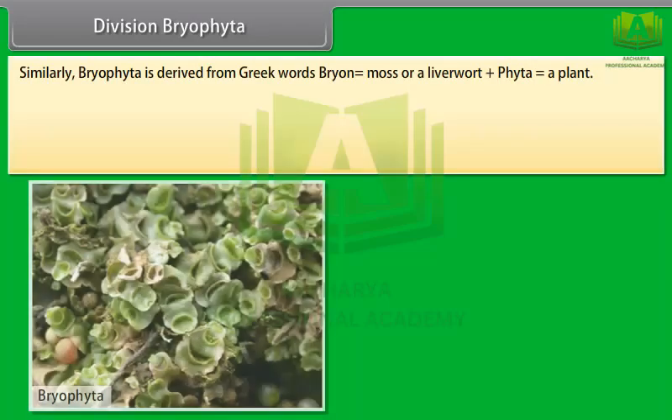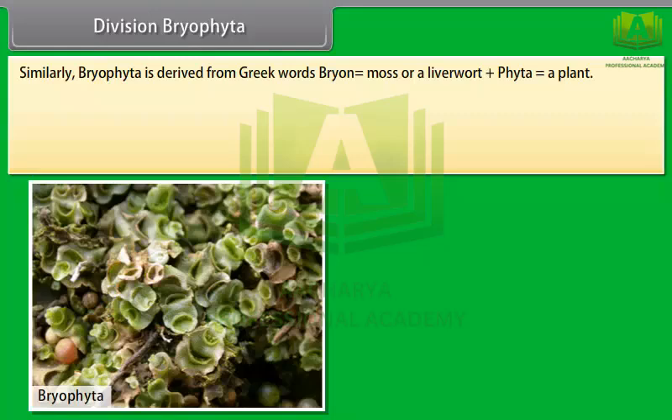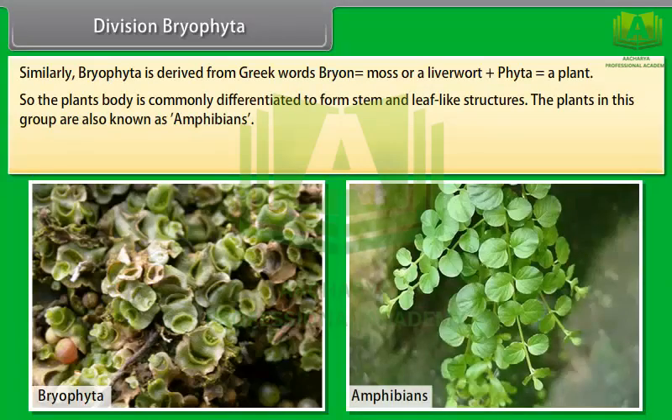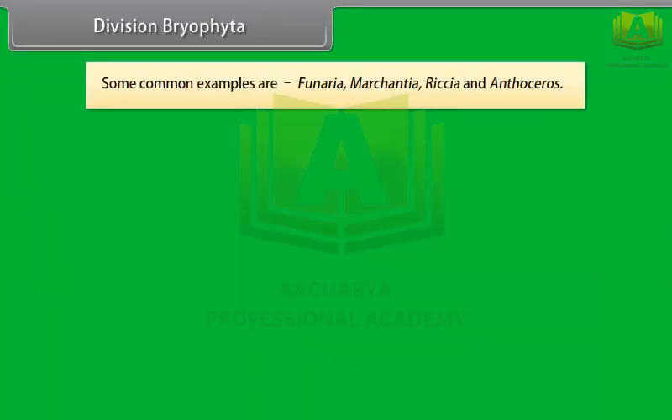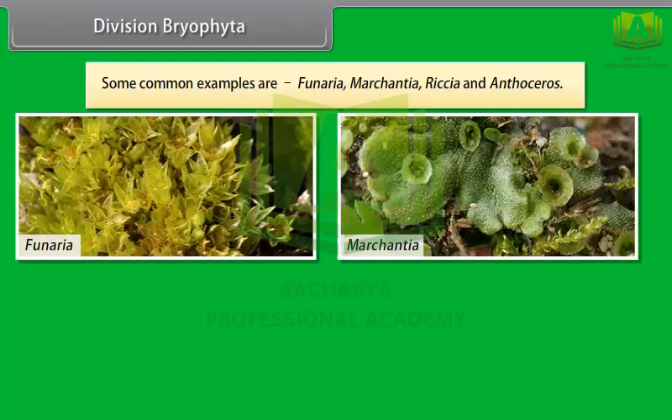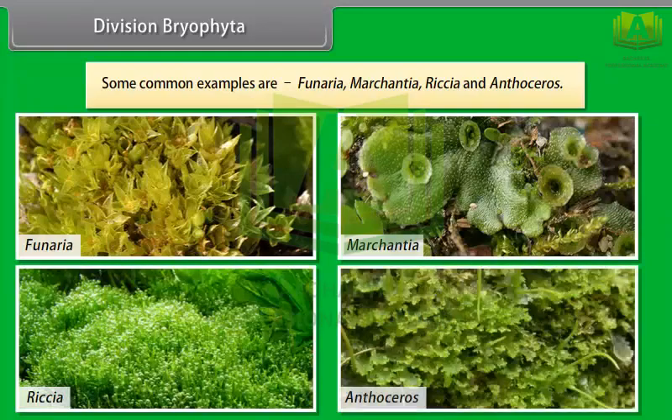Division Bryophyta. Similarly, Bryophyta is derived from the Greek words bryon, which means moss or a liverwort, plus phyta, which means a plant. So the plant's body is commonly differentiated to form stem and leaf-like structures. The plants in this group are also known as amphibians of the plant kingdom. There is no specialized tissue to conduct water and minerals. Some common examples are Funaria, Marchantia, Riccia, and Anthoceros.